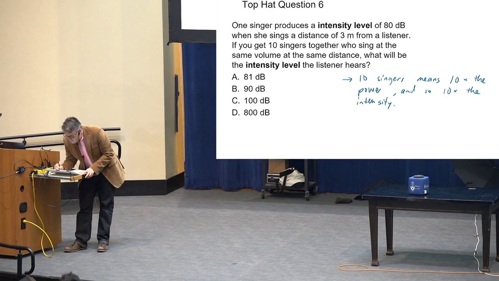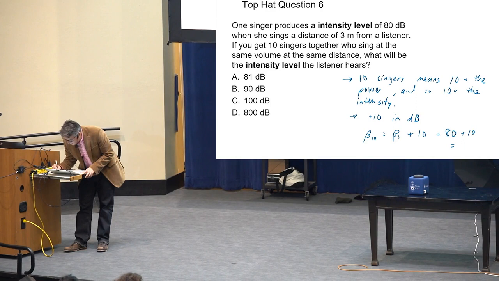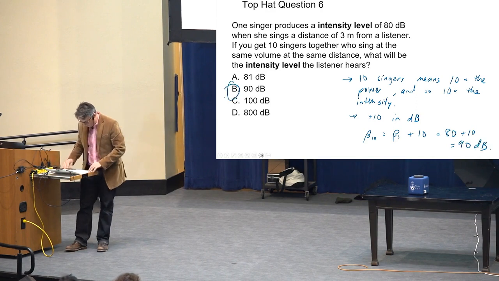We're all in a tight little area somehow. So what that means is you have a plus 10 in decibels. So the new beta of 10 will be beta of 1 plus 10. So it's 80 plus 10 is 90 decibels. That's one way of doing it.